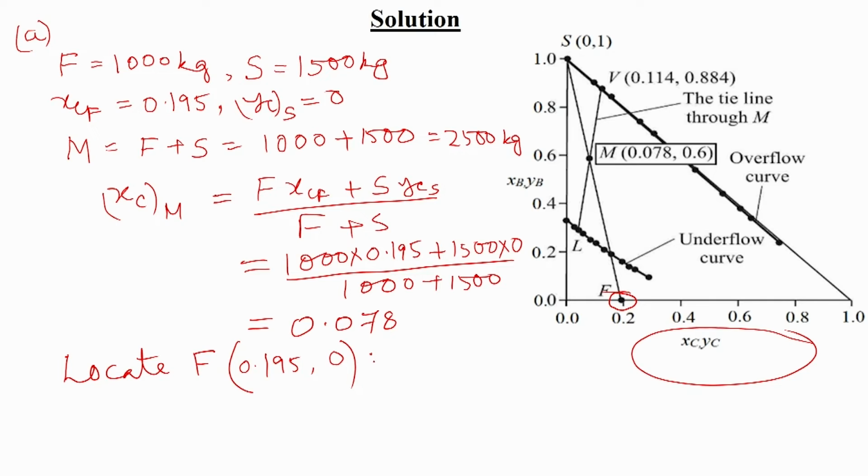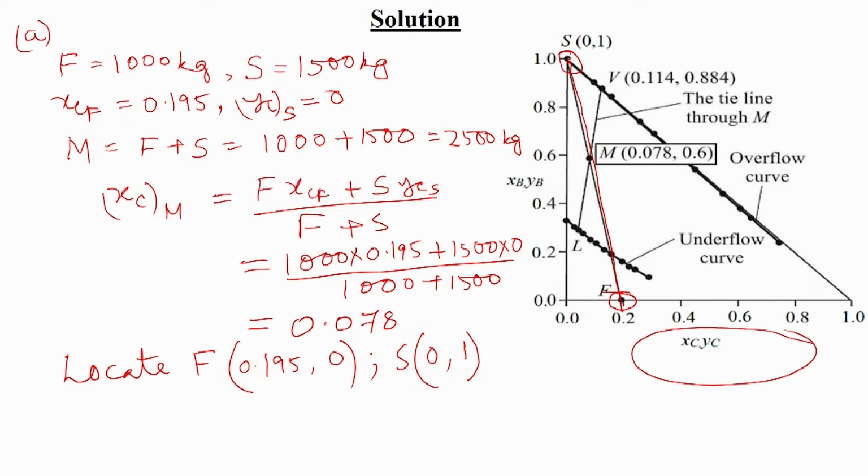Okay. And then we have this S. For S, XC or YC, whatever, is 0, as it is a pure one. So, we can say YB is equal to 1. So, this is nothing but this point. Okay. First, we need to join this S and F. I am not repeating the procedure, or design calculation, for this leaching unit, because it is the same as we followed in the case of liquid extraction. So, the same procedure we need to follow.